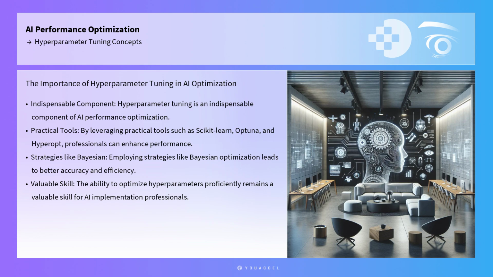As AI continues to permeate various industries, the ability to optimize hyperparameters proficiently will remain a valuable skill for AI implementation professionals, enabling them to deliver high-performing and reliable models that meet the demands of real-world applications.